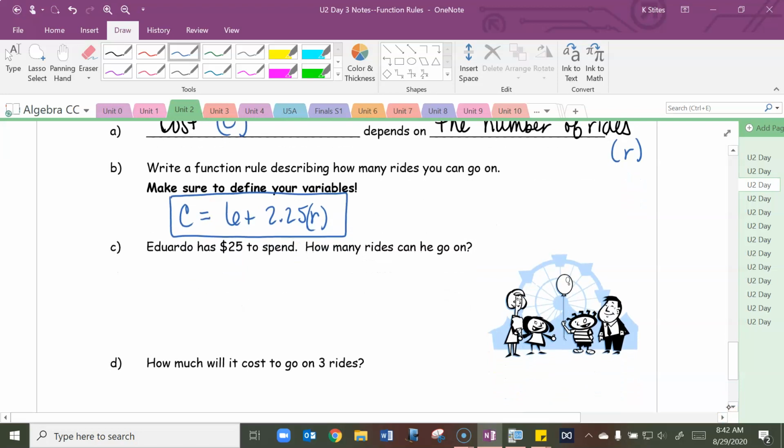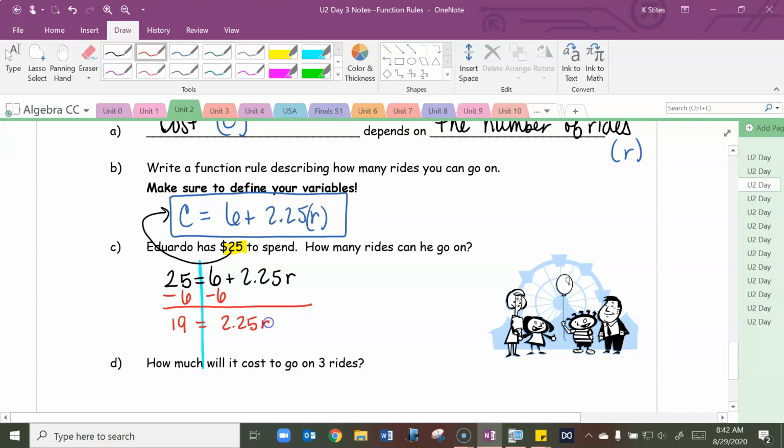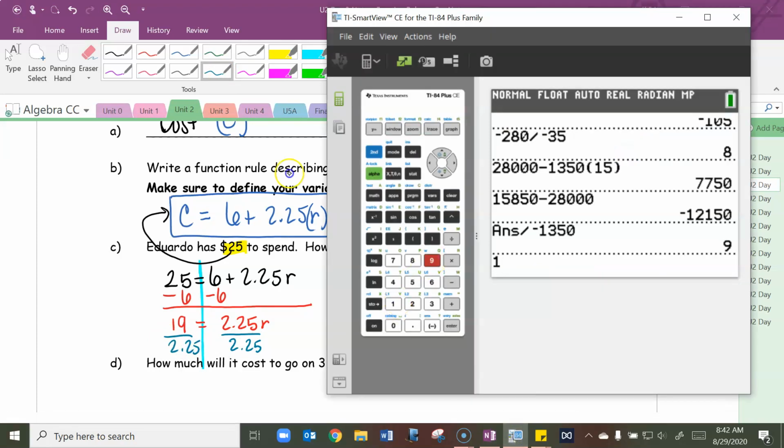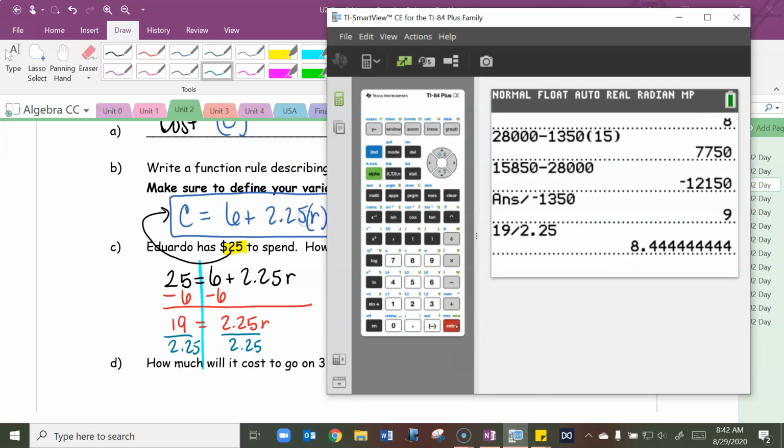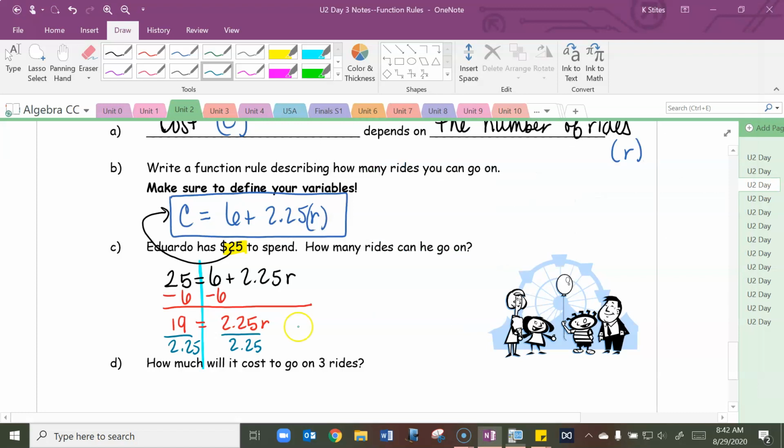Eduardo has $25 to spend. How many rides can he go on? Well, $25 is a cost, so this will need to go in place of C. So I'm plugging this in. And now we can go ahead and solve it. Subtract your 6 on both sides. It's going to give you 19. And then finally divide by 2.25 on both sides because that's what's with our R. And if you notice, when you do that, we get 8.44 rides.